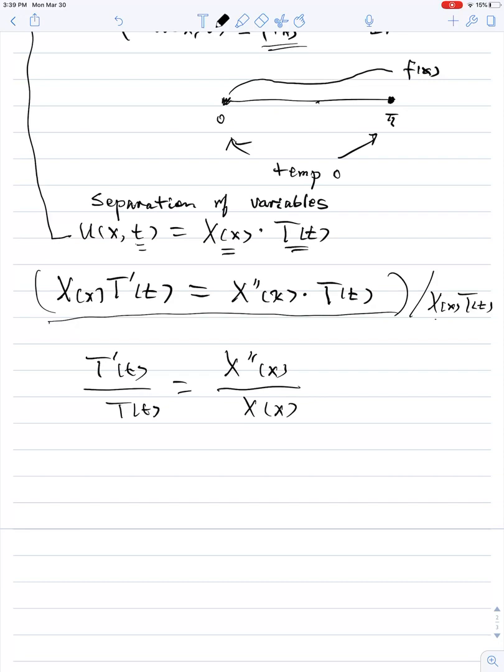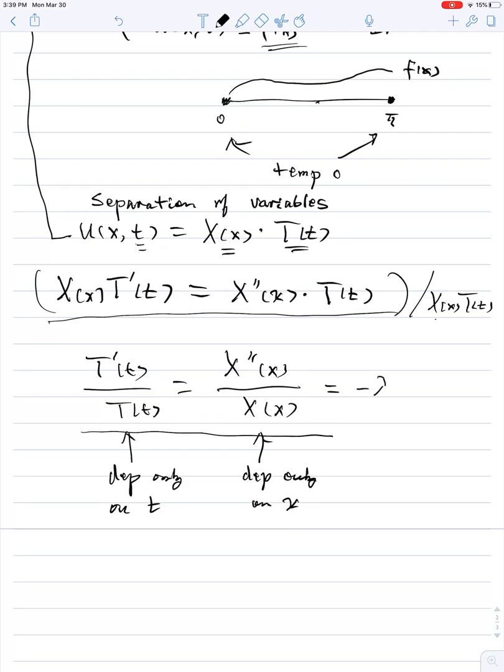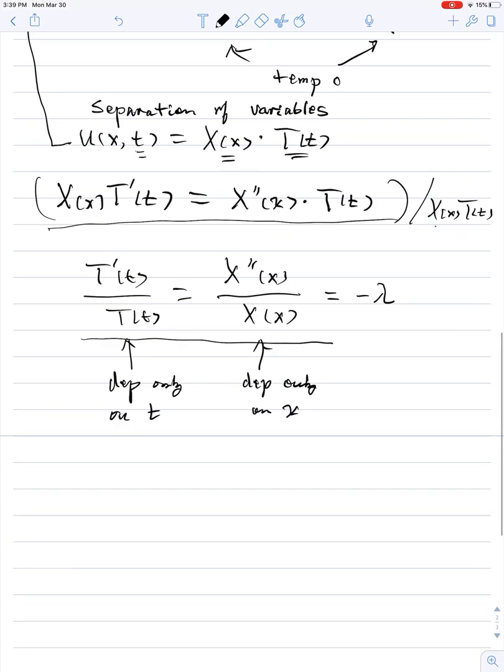Now notice that this left hand side depends only on t, but this right hand side depends only on x. When the left hand side depends only on t and the right hand side depends only on x, what you can say is that this expression must be a constant. So we will call this constant negative lambda. Okay, instead of calling it negative lambda, let me call it negative constant c.